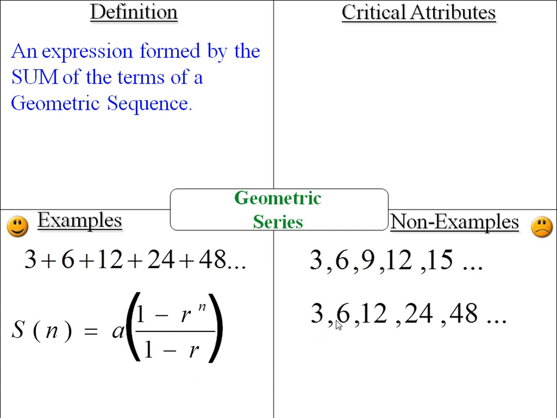3, 6, 12, 24, 48. You're like, wait a minute, Mr. Q, it looks kind of like this one. Yeah, but this one is a series. This is not a series. Look at it. Think about it. Why is this one not a geometric series? All right, tell whoever's there with you.